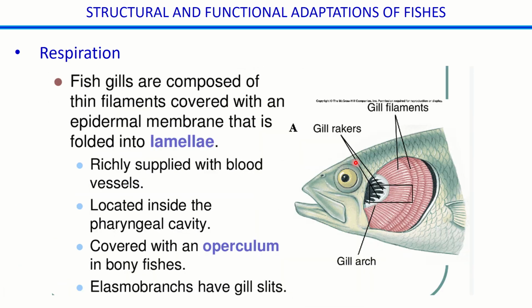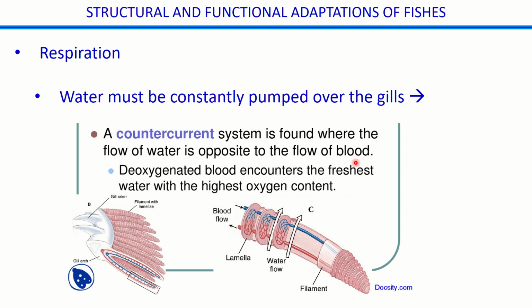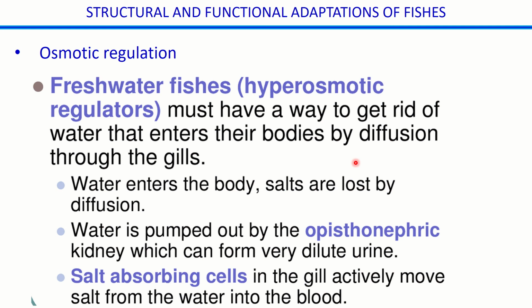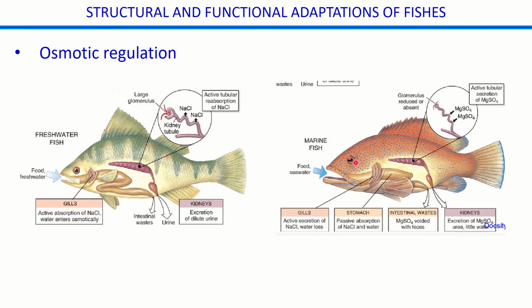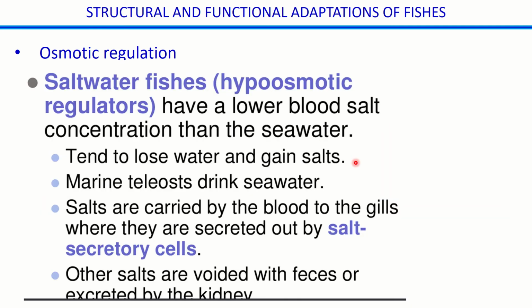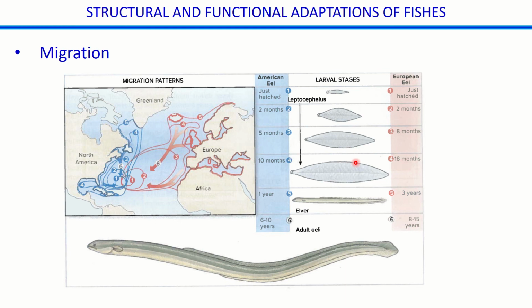And then neutral buoyancy, swim bladder, respiration, the gills. You need to know about the filaments, the lamellae, countercurrent flow of blood against the flow of water. Hyperosmotic and hypoosmotic, freshwater and saltwater fish. Then the last lecture we're going to have this week, which is tomorrow, is going to be on migrations. And then we're finished with fish.